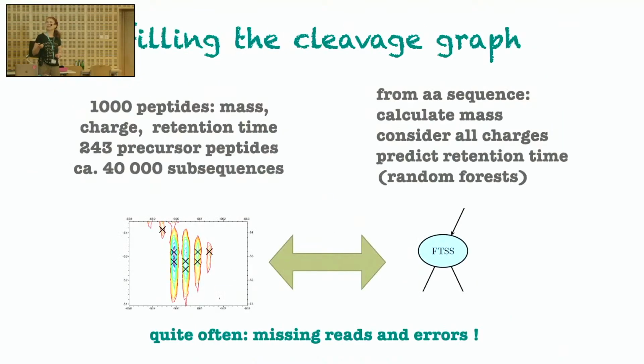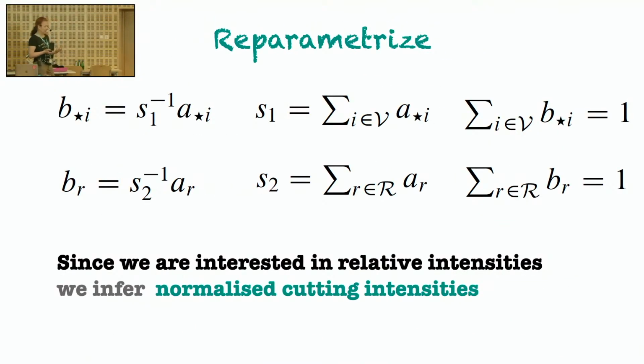The problem is that, in fact, what we know are relative cutting intensities, not absolute values. So we want to reparameterize, so just to normalize. And the vector B is now normalized. They are proportions of different enzymes, so proportions of activities of different enzymes. So from now on, we want to estimate the vector B, not A.